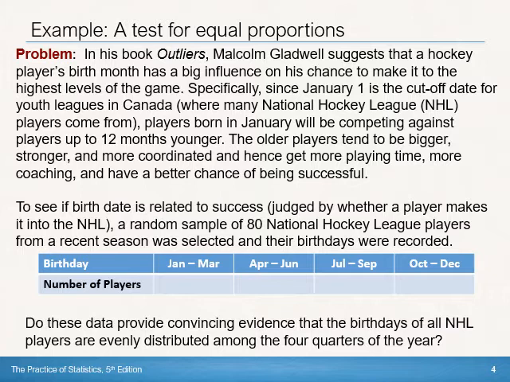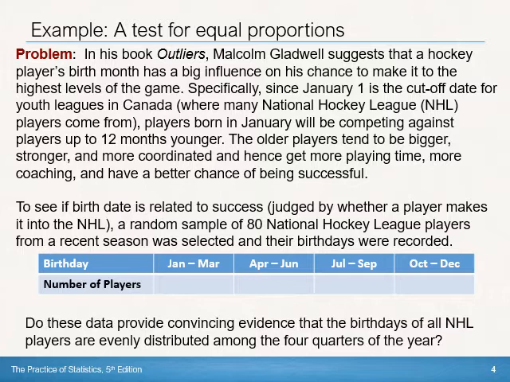So to see if birth date is related to success, and success here is judged on whether you make it into the NHL, we take a random sample of 80 hockey players from the National Hockey League, and we record their birthdays. We record how many are in each quarter. We're breaking the year into quarters, and we're going to look at how many of those 80 are in each quarter. I'm hiding the sample data right now because I want to emphasize that we're going to pretend we don't know this data while we're writing our null and alternative hypotheses.